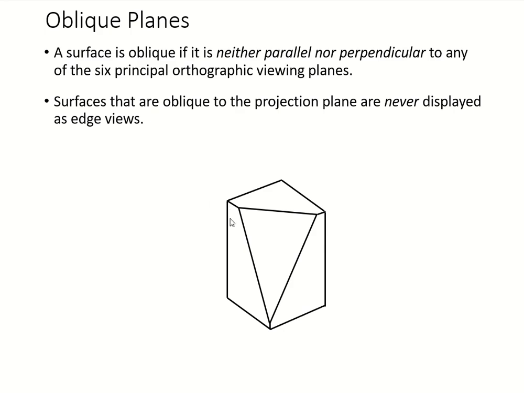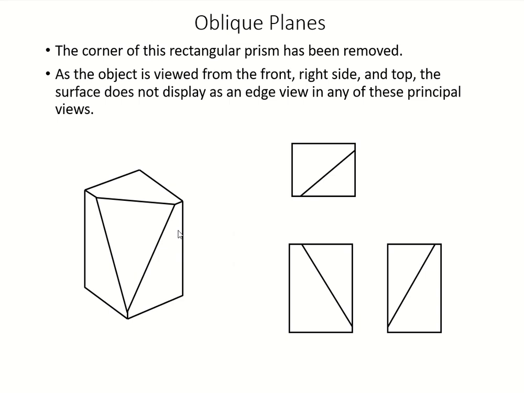Alright, the next one is oblique planes. Let's take a look at it. Oblique planes are not perpendicular, and they're not parallel to any of your six planes, okay? And also you can't display these oblique surfaces as an edge view on the projection plane at all, okay? So let's take a look at what an oblique plane is.